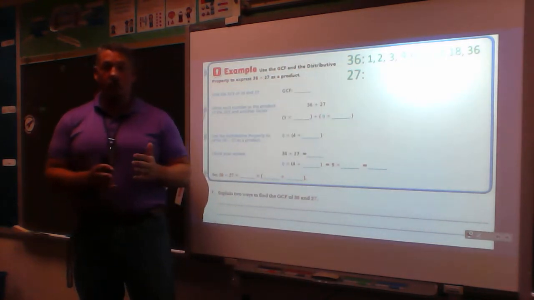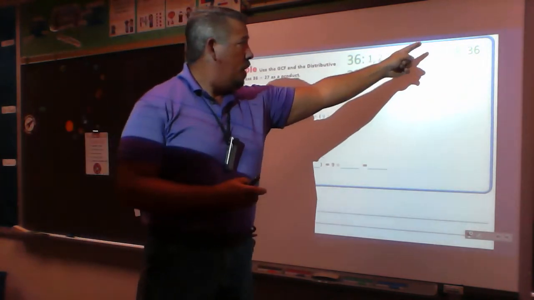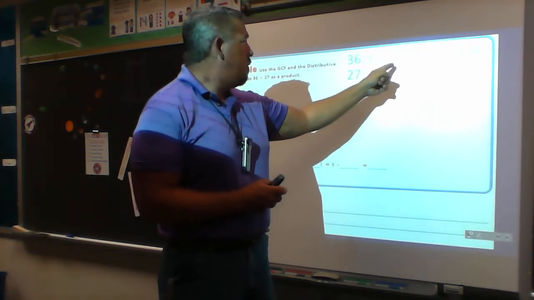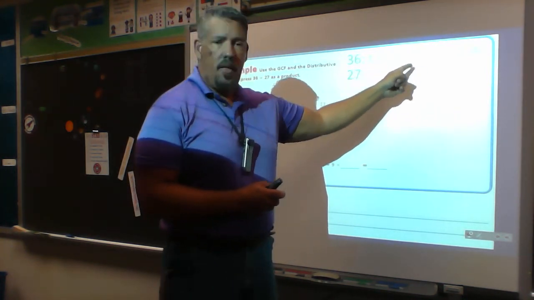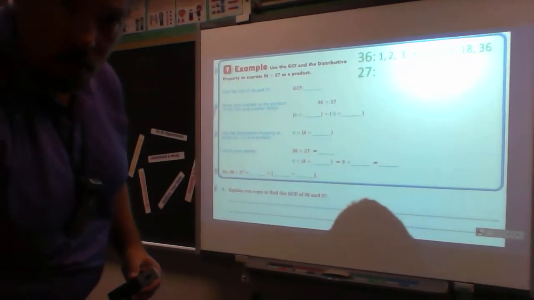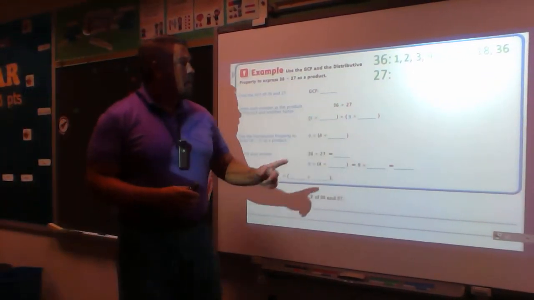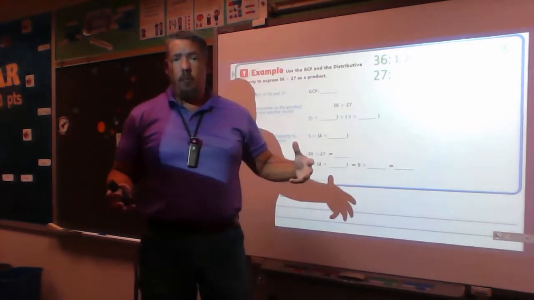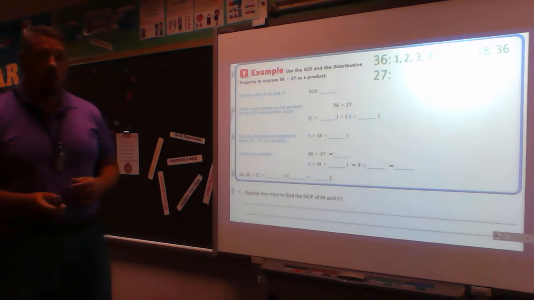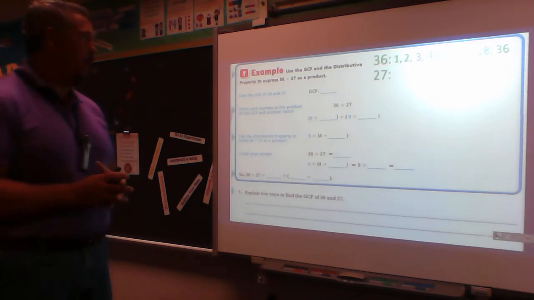And then there's several of them on 36. So I have 2 and 18, 3 and 12, 4 and 9, and then 6 is by itself. Why would 6 be by itself? Well, 6 is by itself because 6 times 6 is 36. So when I'm doing my factors, there are times that numbers are going to be by themselves because it's a multiplication of doubles type of problem.